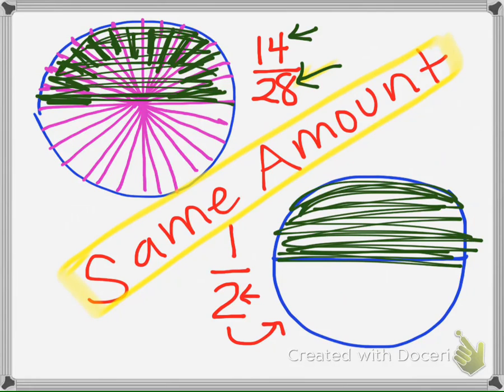That's what simplifying fractions means. 14/28 is the same thing, as you could see in the pictures, that this is the same amount of shading as this. They are the same.